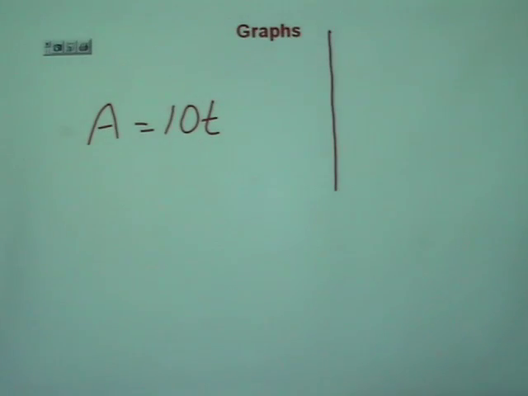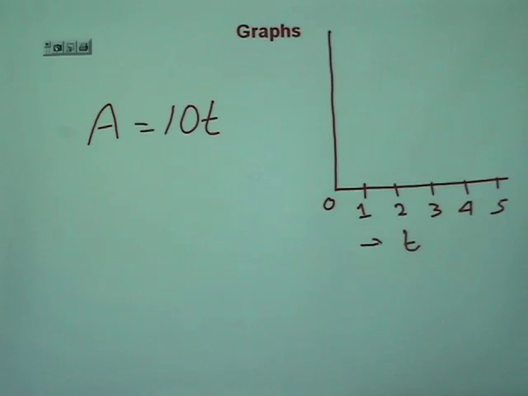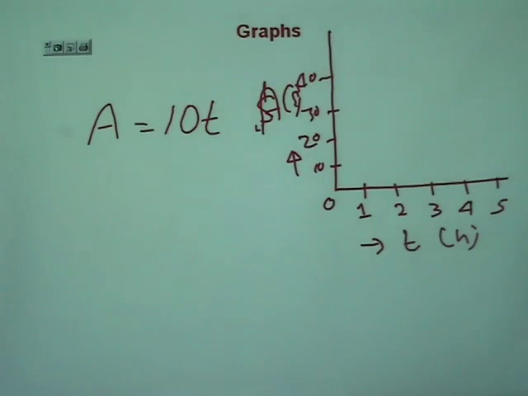If you want to draw a graph, say on the x-axis I have time: 0, 1 hour, 2 hours, 3 hours, 4 hours, 5 hours. That is time, is that right, in hours. And on the y-axis, the amount of dollars, A in dollars. That will be $10, $20, $30, $40.